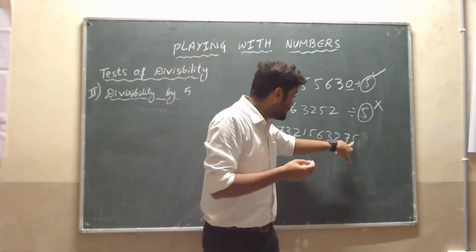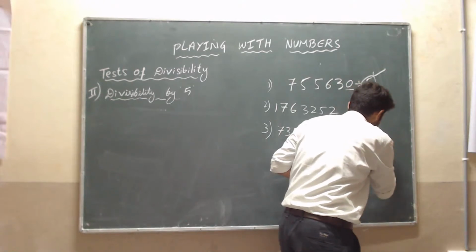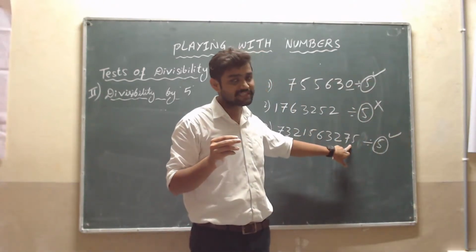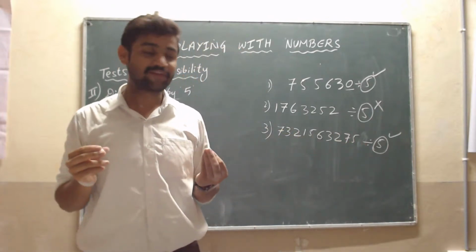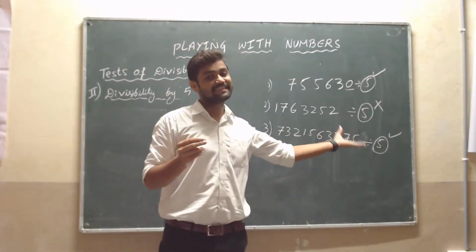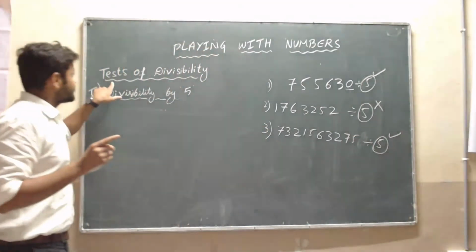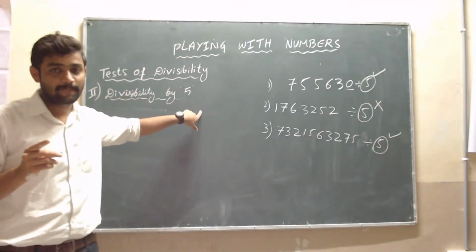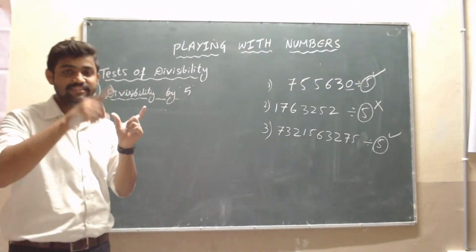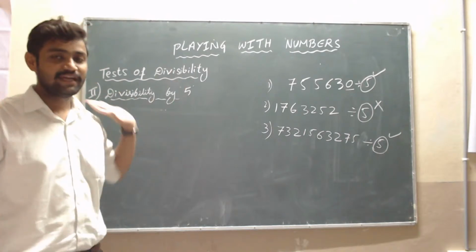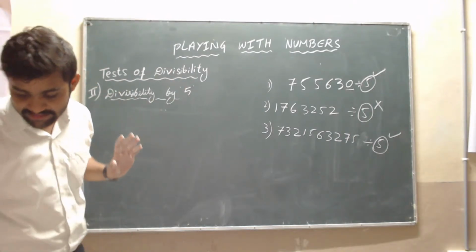Sure, sir. How can we say that? Because at its ones place, 5 is there. That's why we can say that this number is easily divisible by 5. Understood? That is divisibility by 5. If the ones place has 0 or 5, it is easily divisible by 5. We have to check by observing.